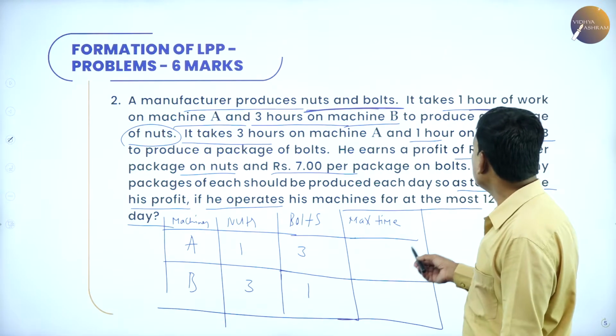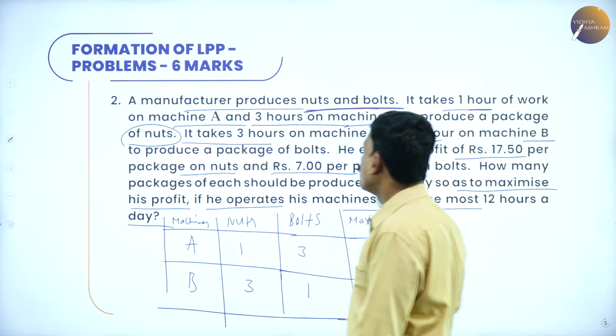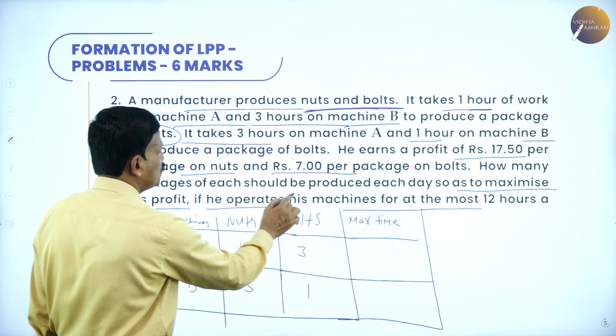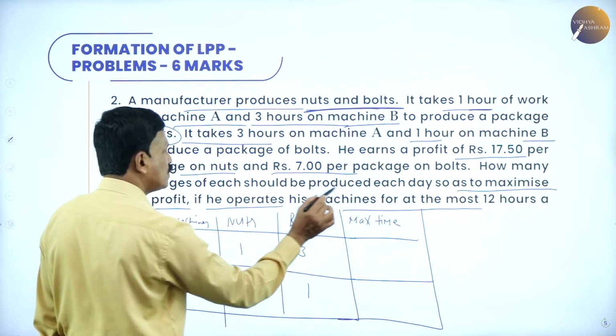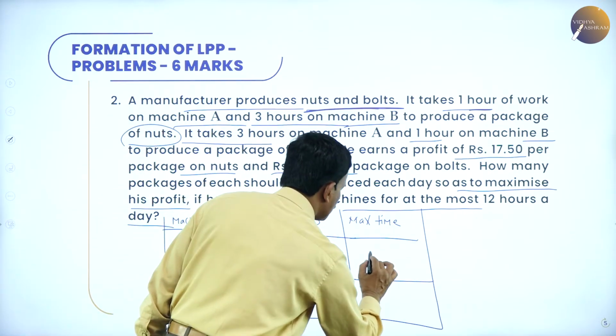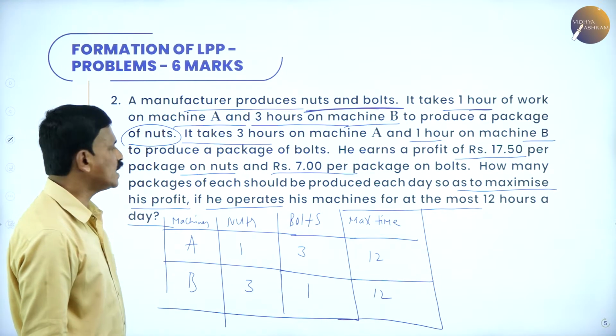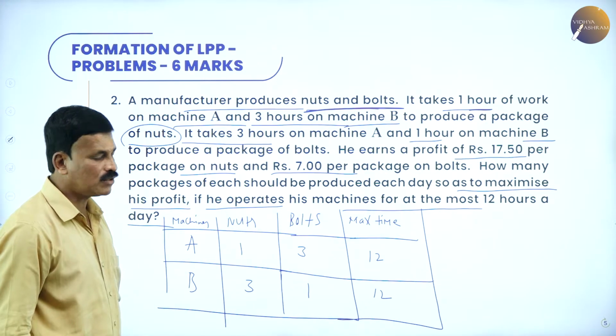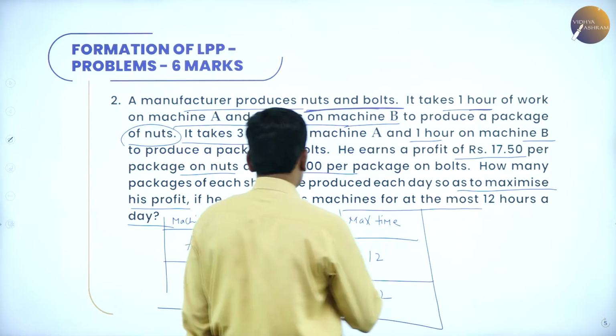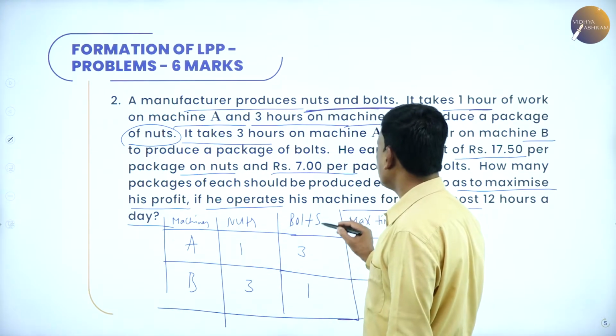And what is the maximum time available here? So how many packages of each should be produced? The maximum availability of time is 12 hours for both A and B. Okay. Now, what is the objective function? Let us decide this as x and y.